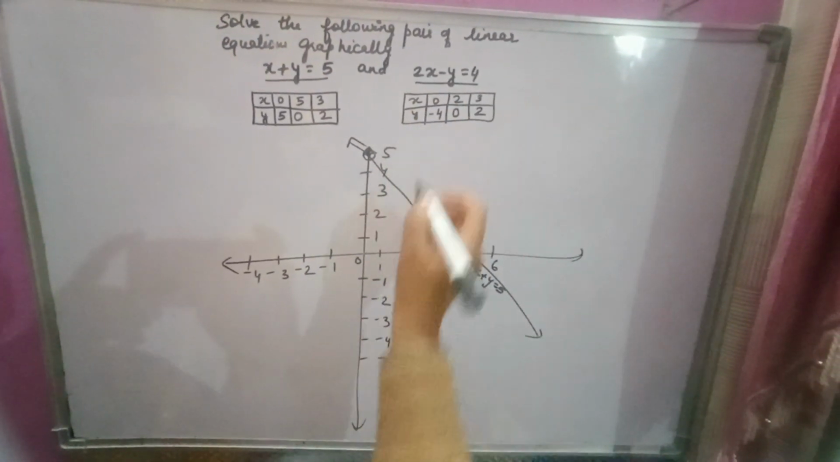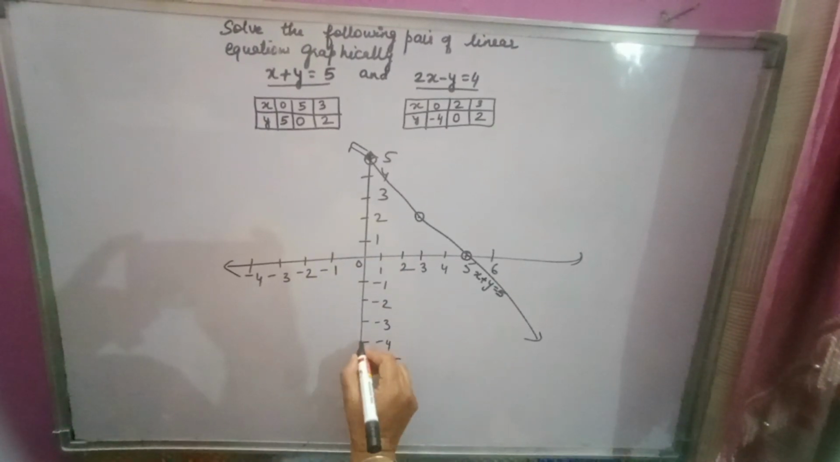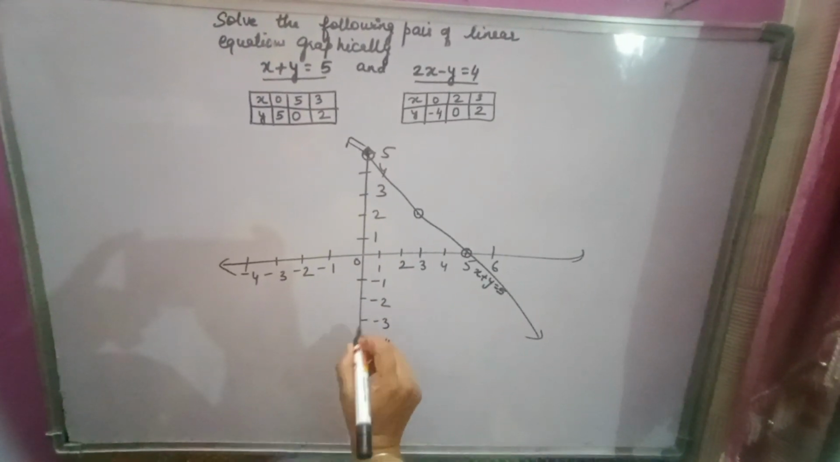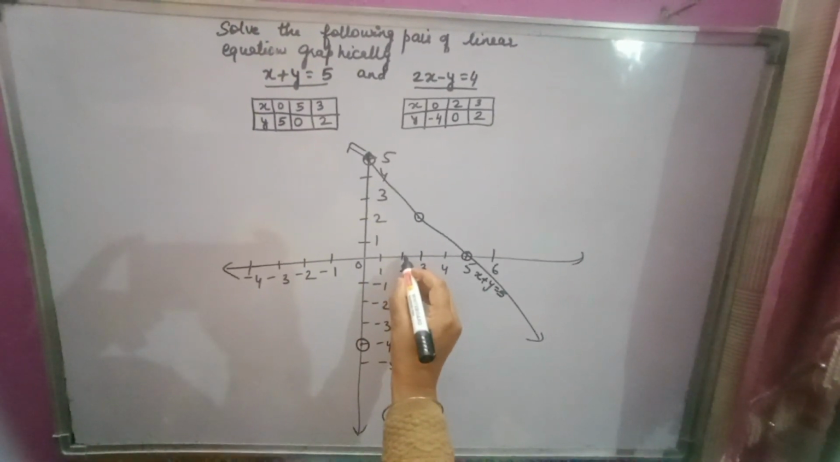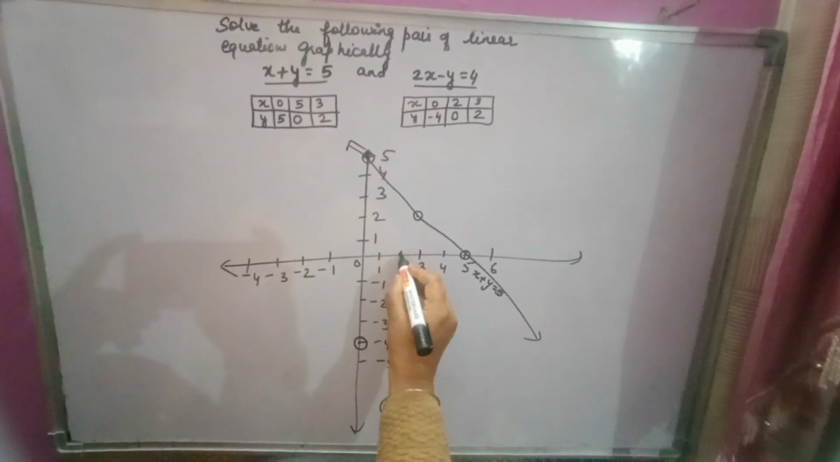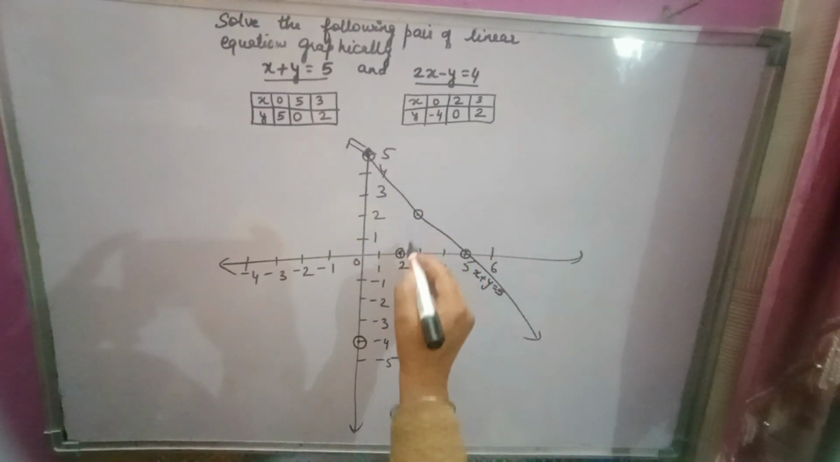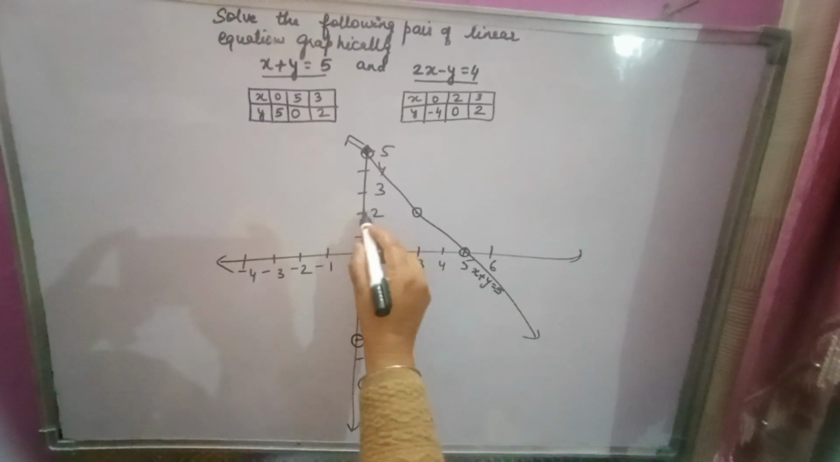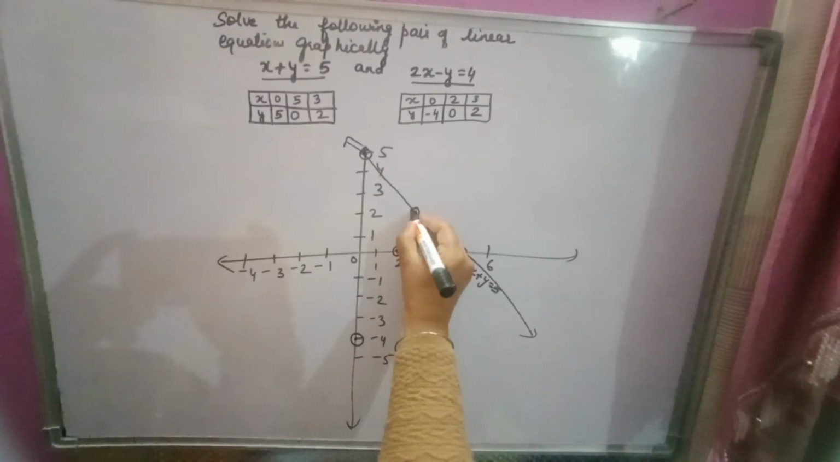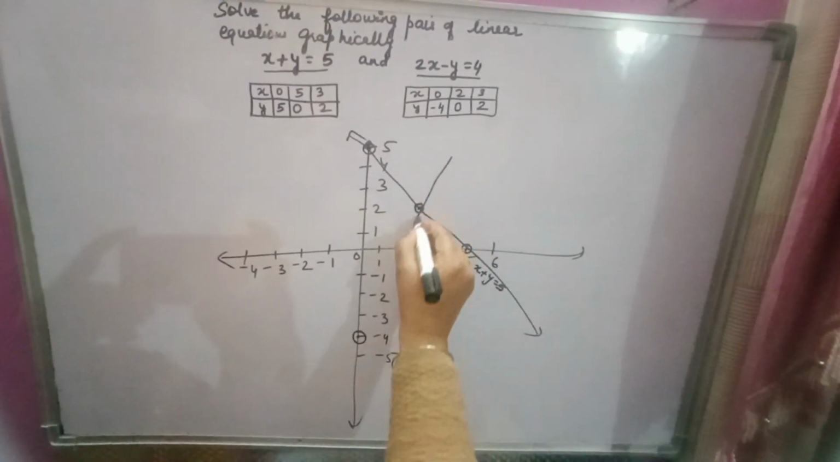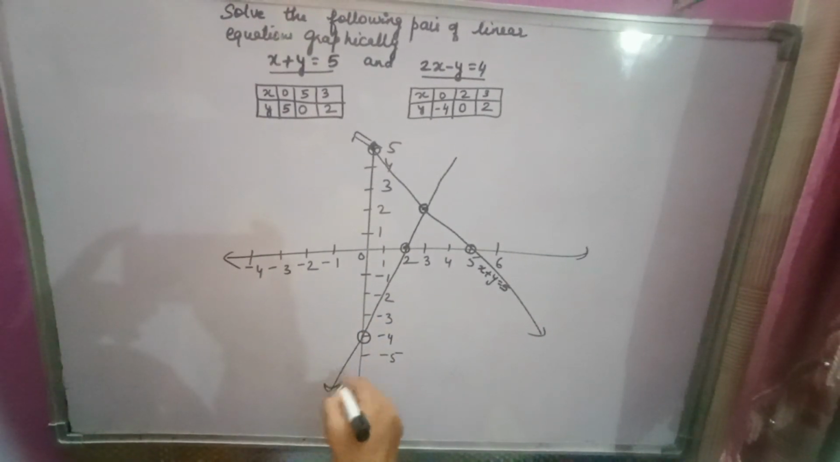Now for this, x is 0, y is minus 4. 1 point will come here. x is 2, y is 0. 1 point will come here. x is 3, y is equal to 2. So 1 point again it will come here. With the help of scale you have to join it carefully like this.